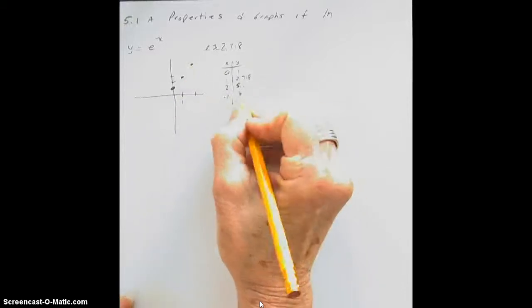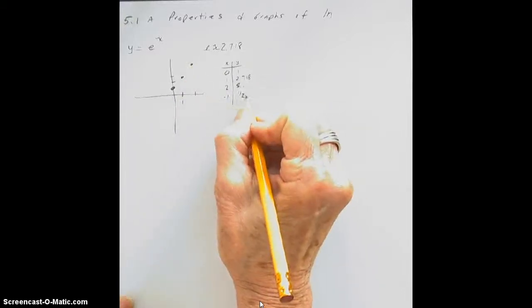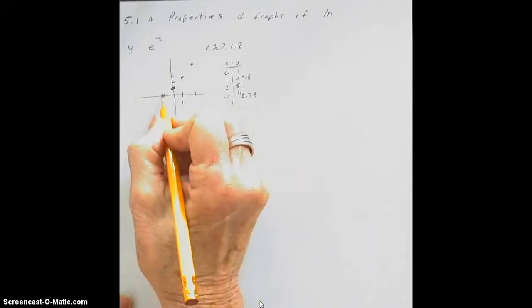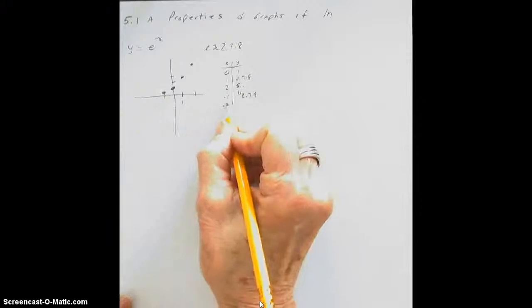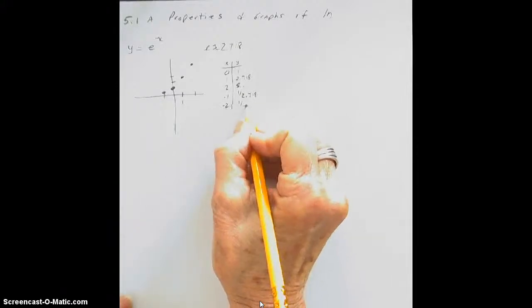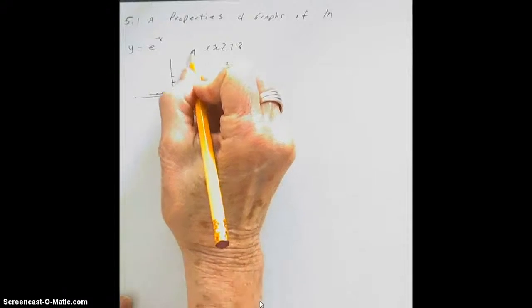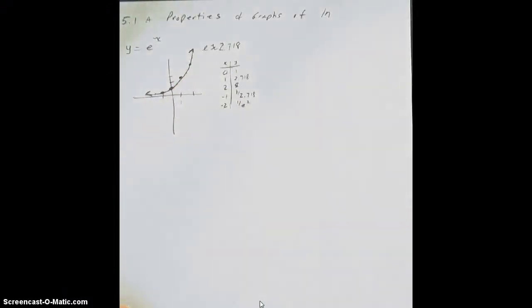If I put in a negative 1, I'll get 1 over 2.718, which is about a third. So if I put in a negative 1, I'll get a third. Negative 2, I'll get 1 over e squared. So it'll be an exponential function, and my function will be going something like this.